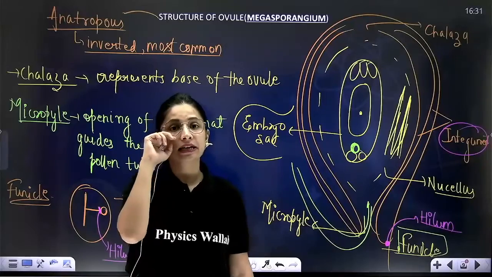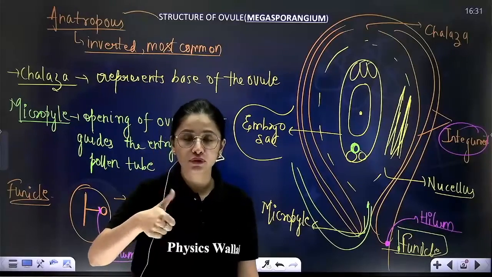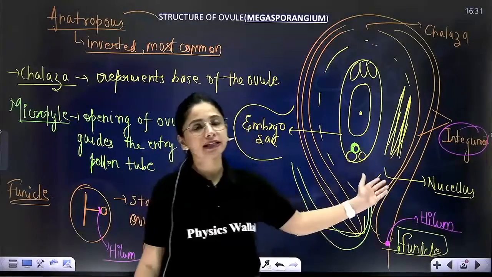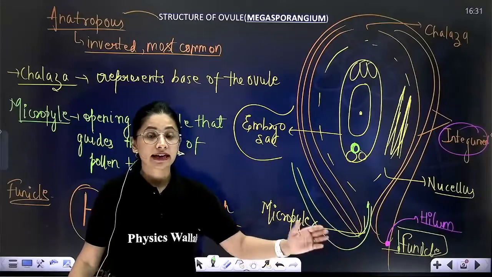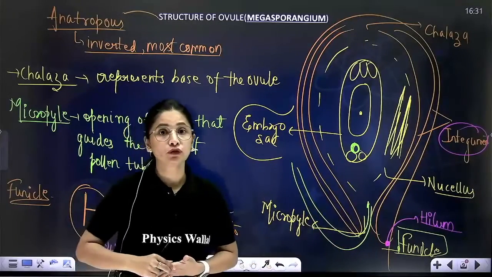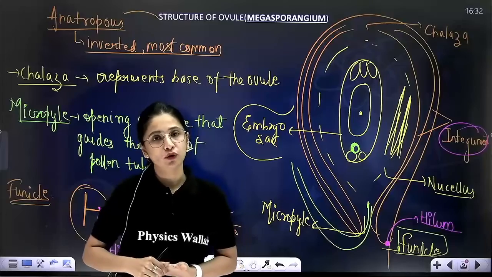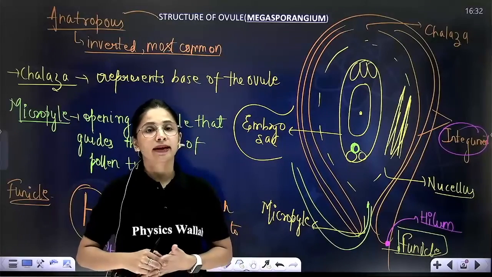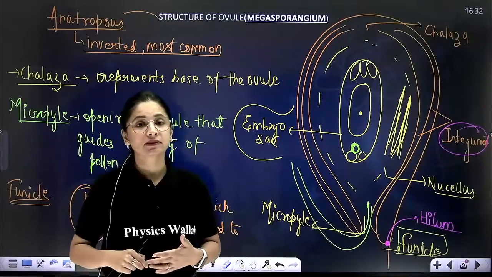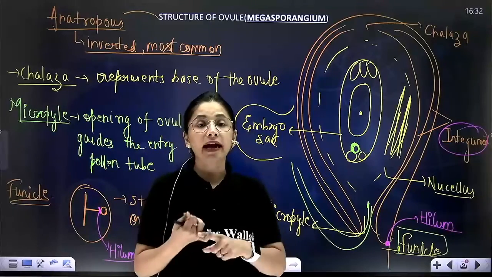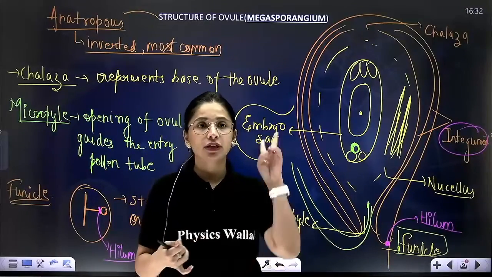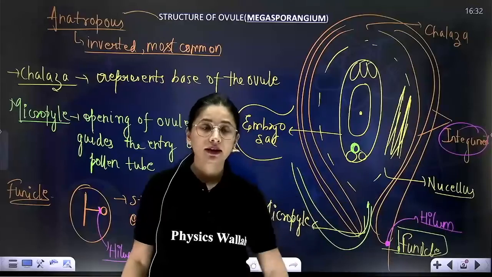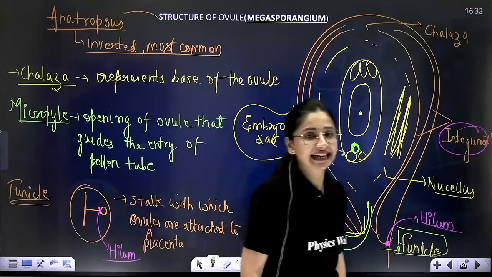In our next class, we will start with types of ovule. See, I have only taught you one type of ovule, which is anatropous. There are many more types of ovule, 5 more types, which I will teach you in my next class. In our next class, we will study types of ovule and megasporogenesis. So these 2 topics we are going to cover in our next class.